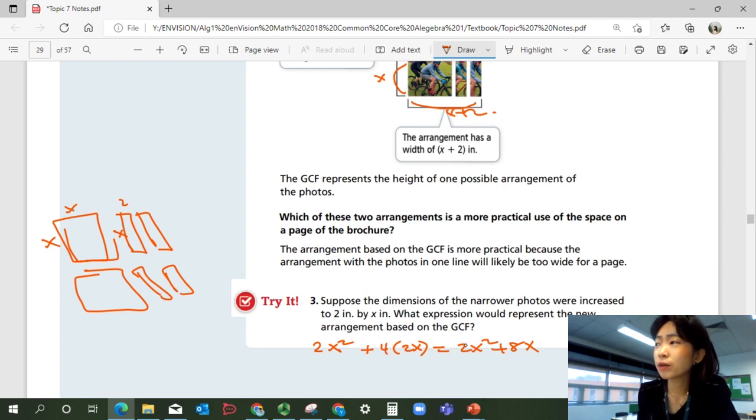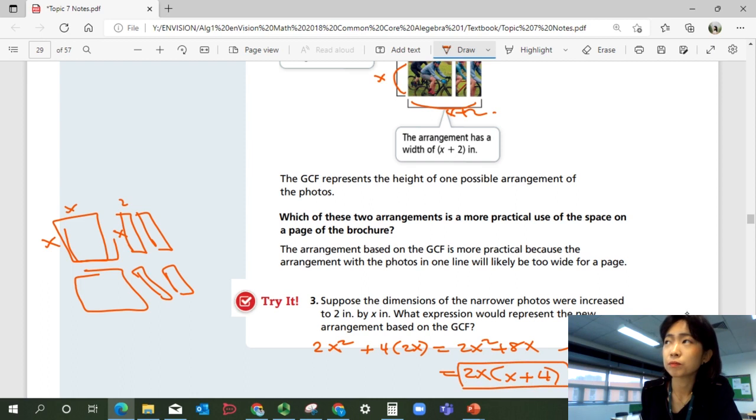If you figure out the GCF of this, it would be 2, right? GCF for 2 and 8 would be 2. GCF for x and x squared would be x. So GCF for the polynomial would be 2x. If you factor that out, you get 2x times x plus 4. And so that would give you the arrangement based on the GCF. Check your answers.